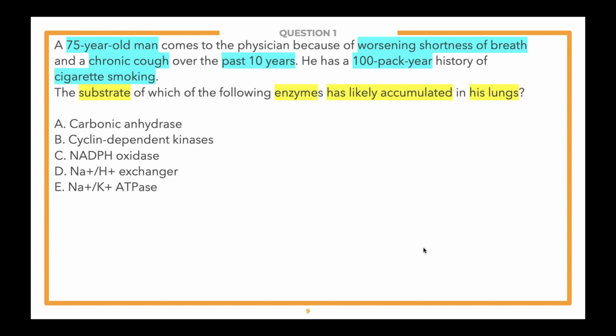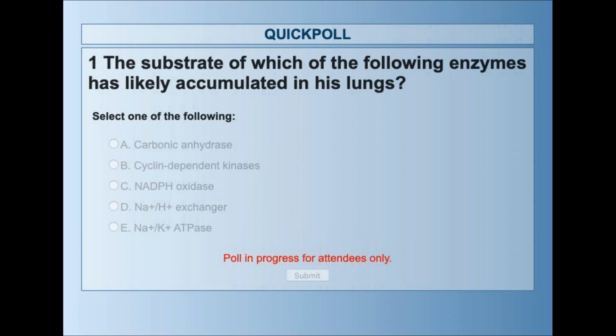So we're going to go ahead and open up that poll. Go ahead and select the answer you think is the best answer here, and we'll talk about it in just a few seconds.